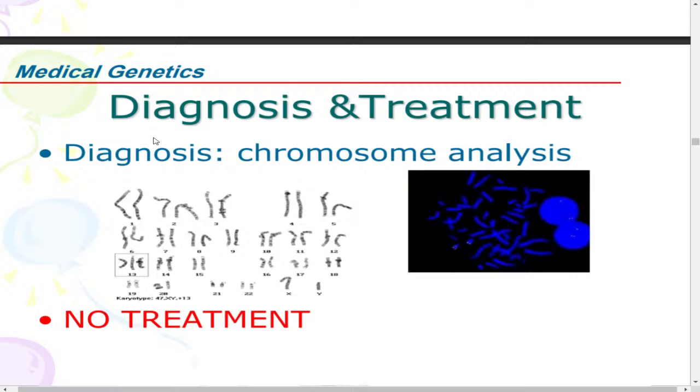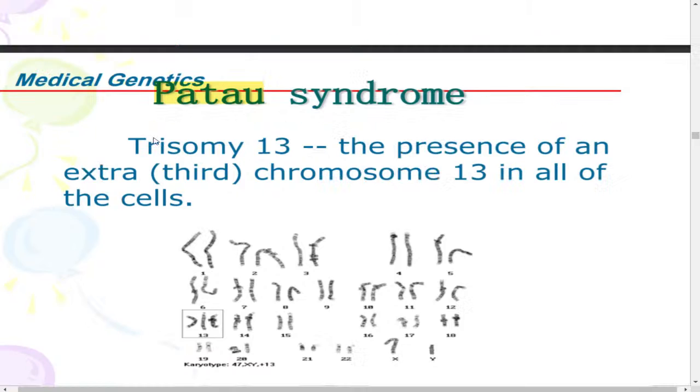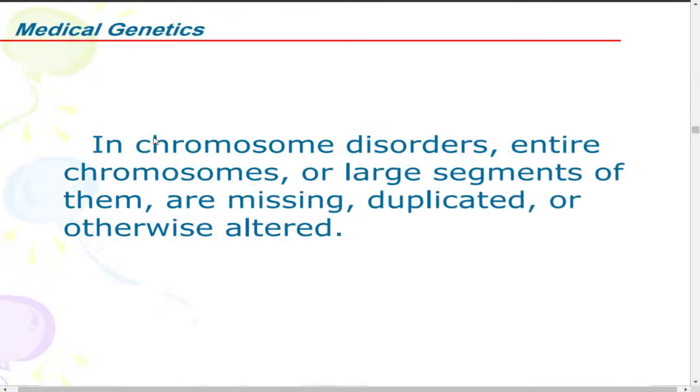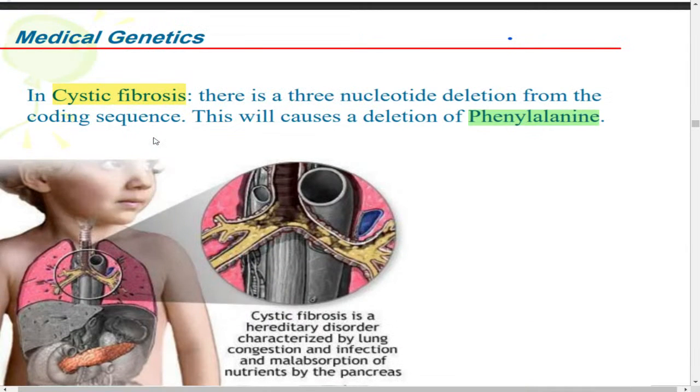Diagnosis and treatment: chromosomal disease has no treatment. Addition to number 13, Patau's syndrome, an additional chromosome to the 13th pair of chromosomes, autosomal chromosomes. In chromosome disorders, a part could be missing.